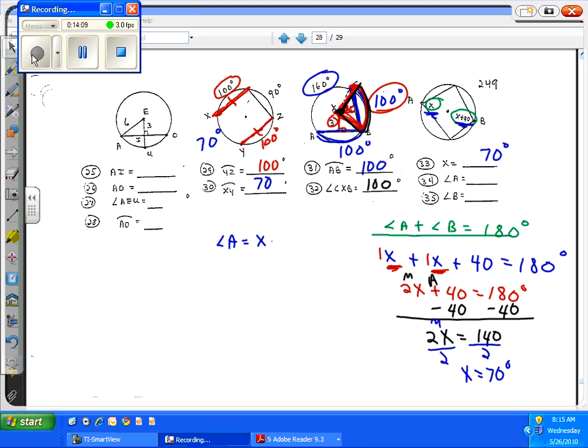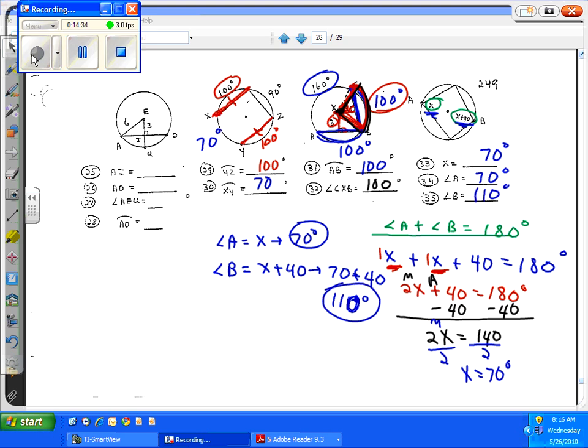If we want to find angle A, it was x, and x is 70, so angle A is 70 degrees. If we want to find angle B, it was x plus 40, so angle B is 70 plus 40, so angle B is 110 degrees. Any questions on 25 through 35?